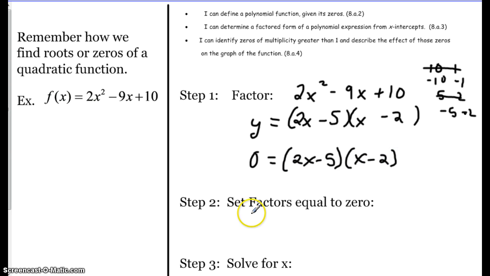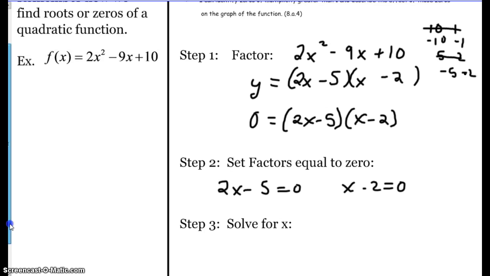And then here in my step 2, I'll set each factor equal to 0. So 2x minus 5 equals 0, and x minus 2 equals 0. So that's using the zero product property. If this is 0, the entire item will be 0, or if this factor is 0, the whole thing will be 0. Now you're going to solve for x.